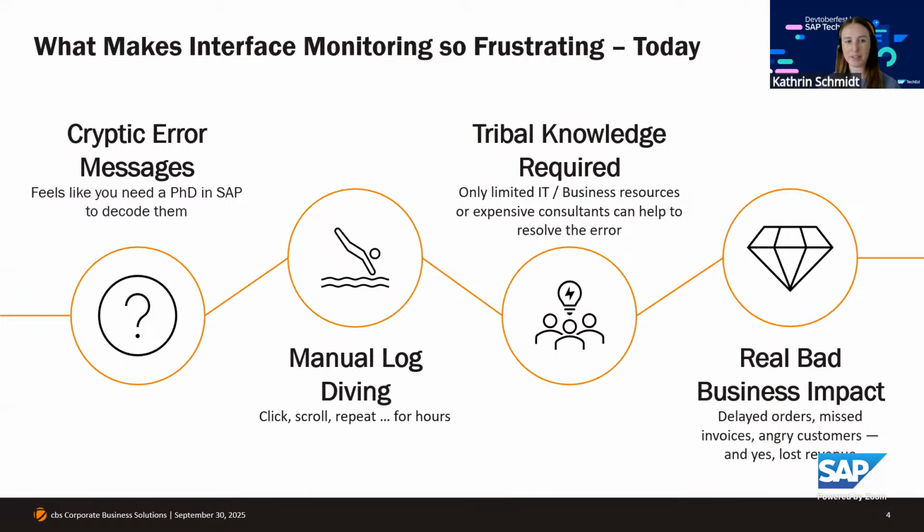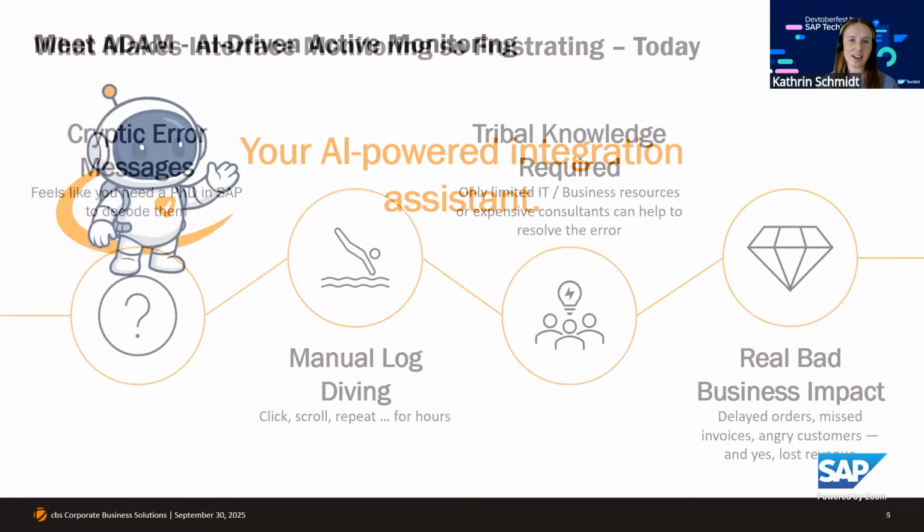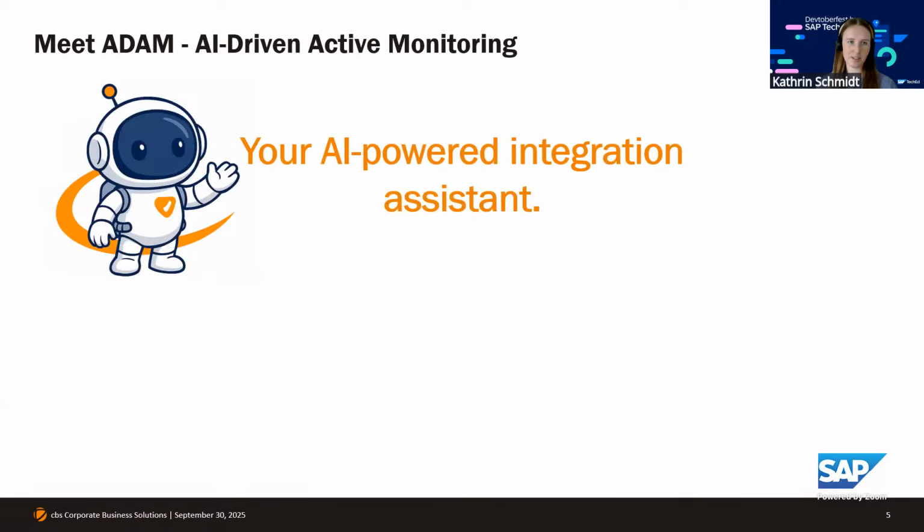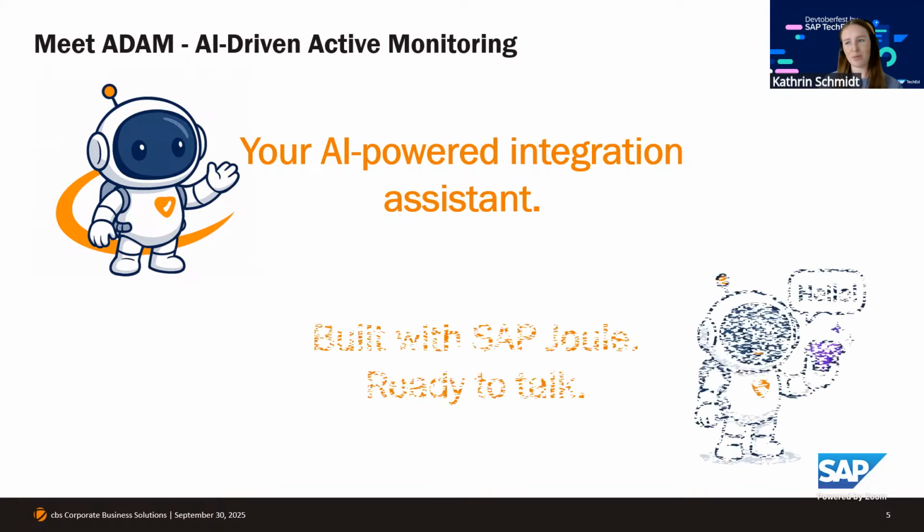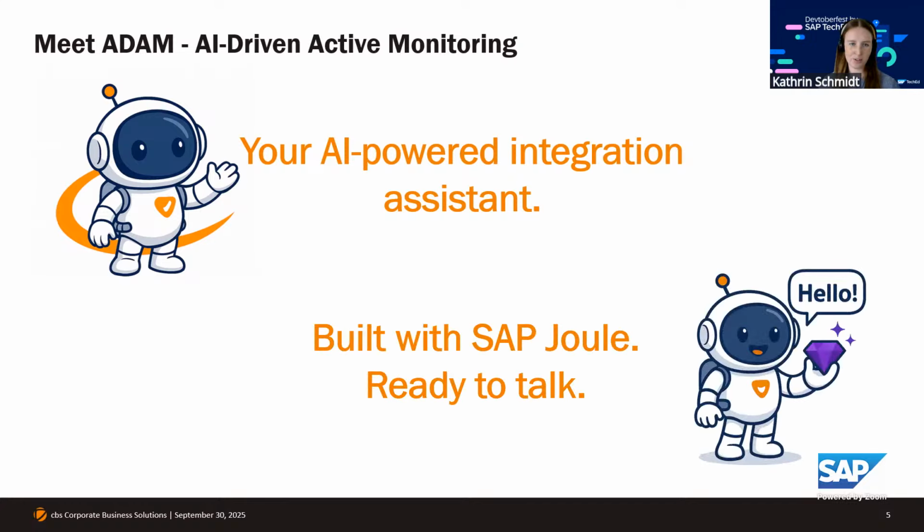And that's why we built Adam. But what is Adam? He's our AI-driven active monitoring assistant, a solution for everyday headaches in system integration. He makes interface monitoring understandable, solvable, and actionable for everyone. And with SAP Joule and Joule Studio, Adam becomes your smart buddy. You can talk to him in natural language at any time. He will listen, analyze, and guide you to a solution faster than ever.